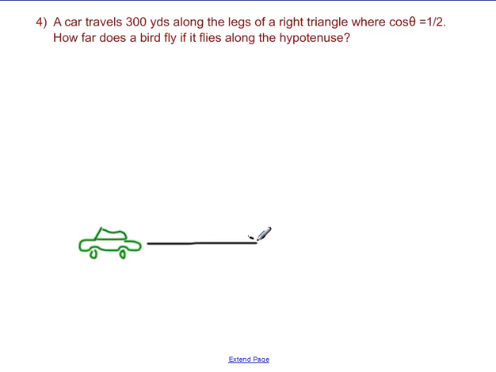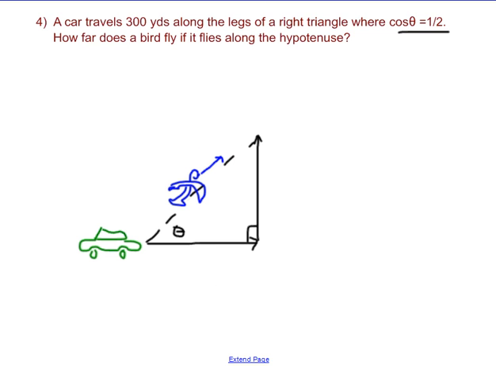And then the other leg would be here, because remember, the legs are what's connected by the right angle. And we know theta. So theta is there, and we know the cosine of theta equals 1/2. What we're trying to find here is how far does a bird have to fly? It's flying along the hypotenuse. So we have a bird here. There's its little head. There's its tail feathers. Yeah, that's pretty terrible. So there's our bird, and it's flying along the hypotenuse.